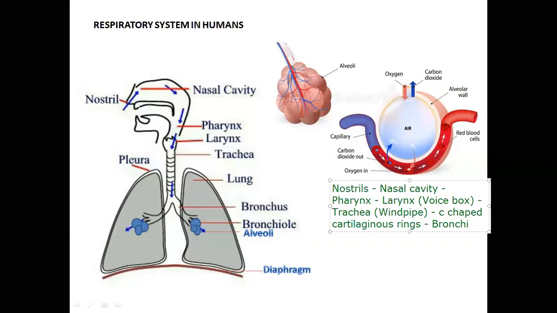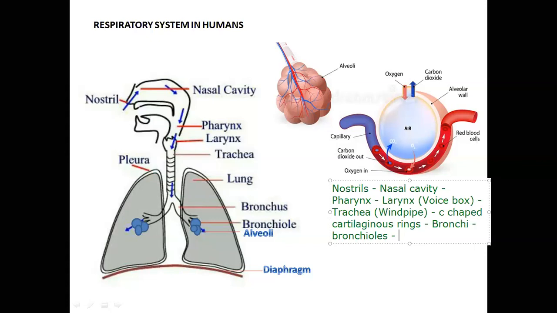Now after entering the bronchi, the bronchial tube is further divided into bronchioles. Ultimately, the minute branches are termed bronchioles. The bronchi are divided into different parts: primary bronchi, secondary bronchi, tertiary bronchi. Right? So bronchi will divide and divide and divide, and the last, terminal part of the bronchi is known as bronchioles.